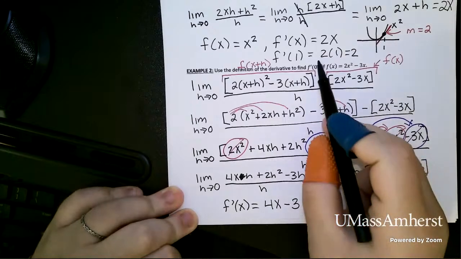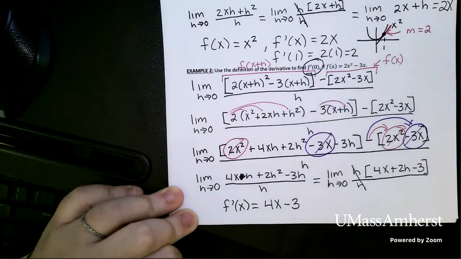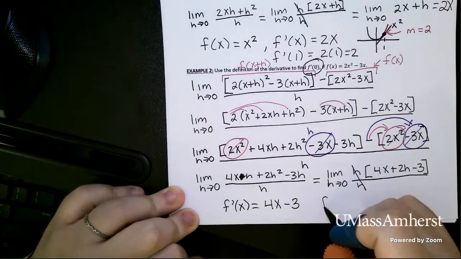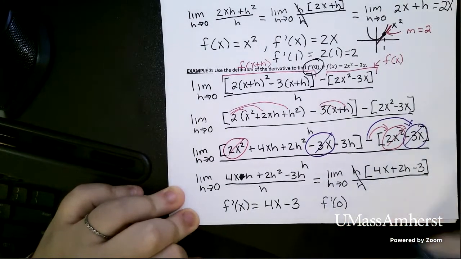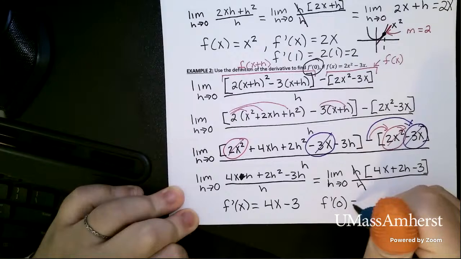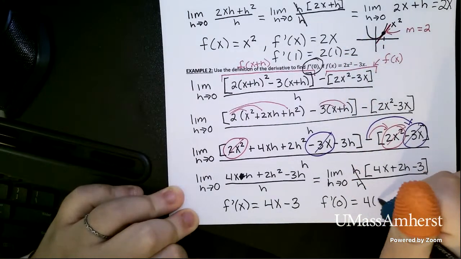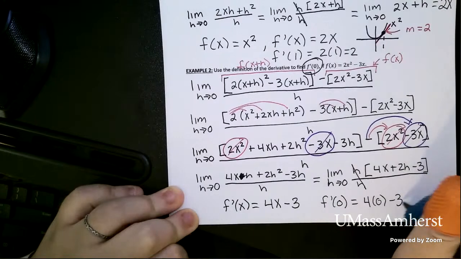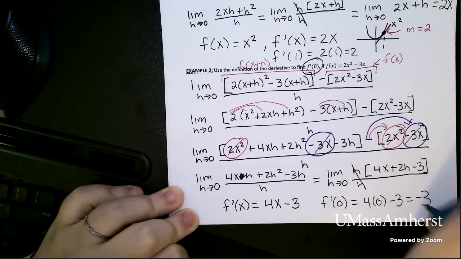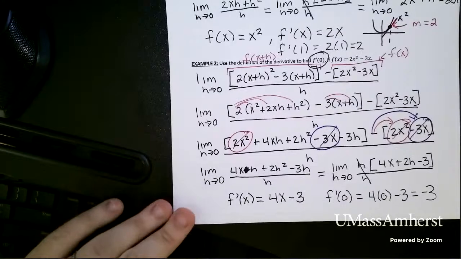Well, remember, I'm interested in what's happening at 0. So f prime of 0, the slope of the tangent line that touches this function at 0, will be 4 times 0 minus 3, which is negative 3.